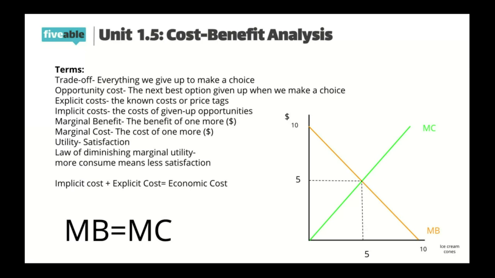Marginal benefit. Marginal, you remember that from 1.1. It means to add one more. What happens with one more? Marginal cost is the cost of one more. So again, utility equals satisfaction, and the law of diminishing marginal utility means the more you eat of something, or the more you consume, buy, whatever, the less satisfaction you're going to feel for each thing you've gained. I use pizza as an example, or ice cream. I'm an ice cream fan.